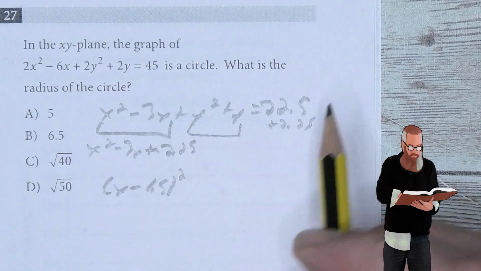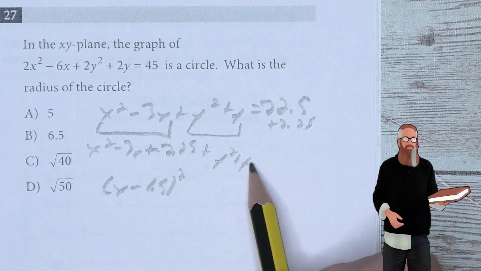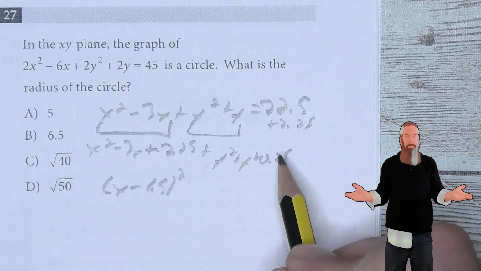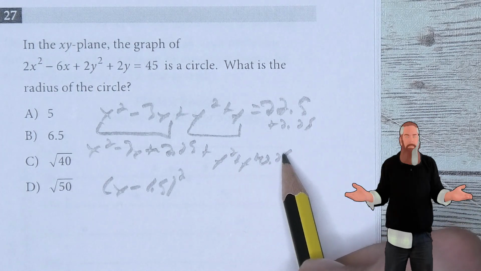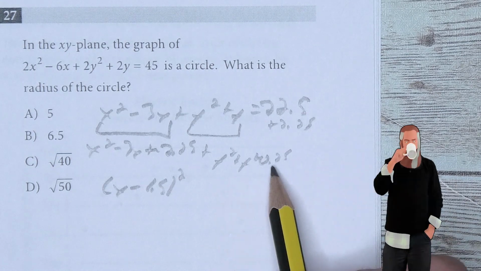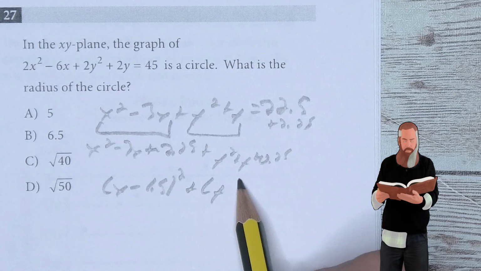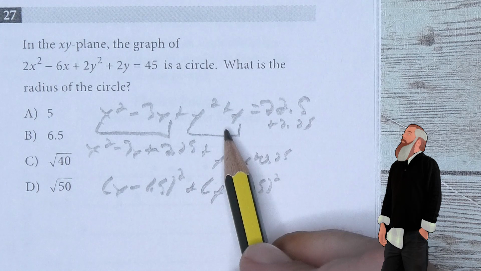Now for this part of the equation, I have y squared plus y, and I'm going to add 0.25. That 0.25 is because it's half of 1 squared. So 1/2 squared is 1/4. That gives me a perfect square here. So I'm going to have (y plus 0.5) squared. That takes care of the second part of the equation.